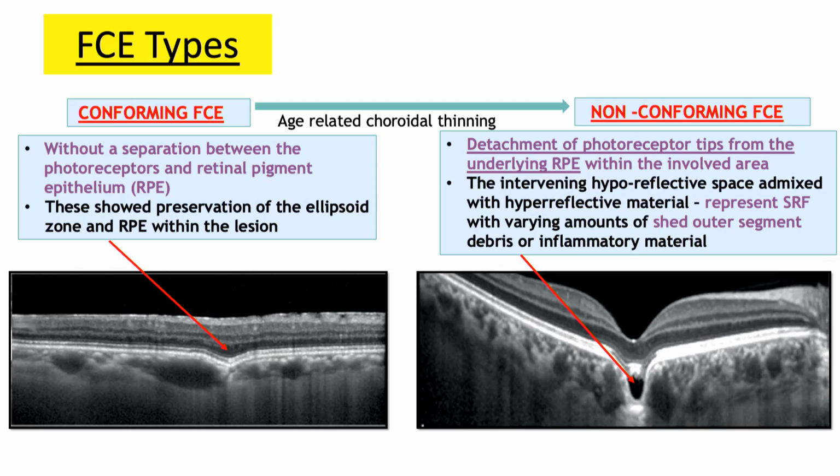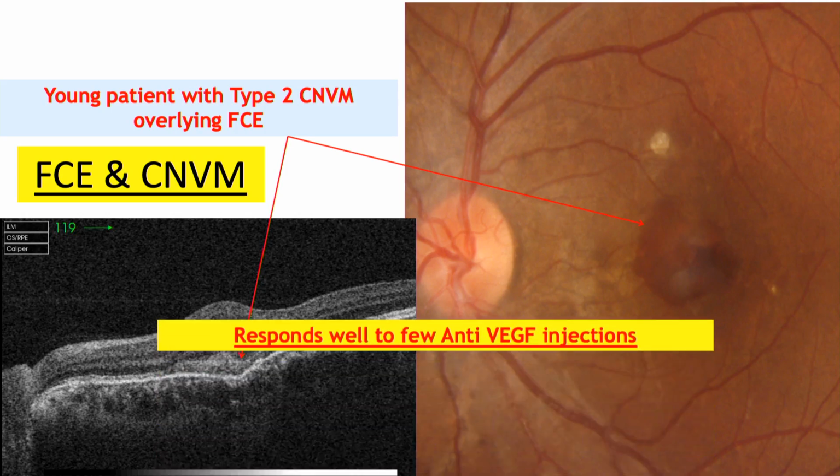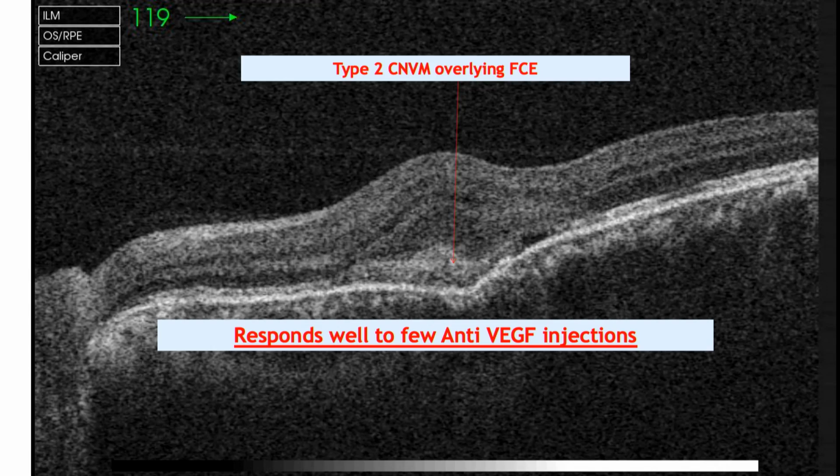So the last entity is focal choroidal excavation, which is a sharp excavation in the choroid with or without attached neurosensory retina. This is a non-conforming type, this is a conforming type, but the importance is that these patients could harbor neovascularization, and it requires only a few injections for these to respond very well in the pachychoroid spectrum of diseases.